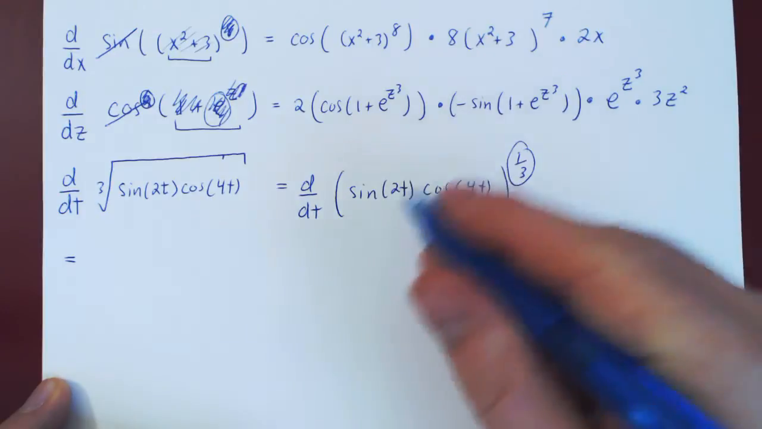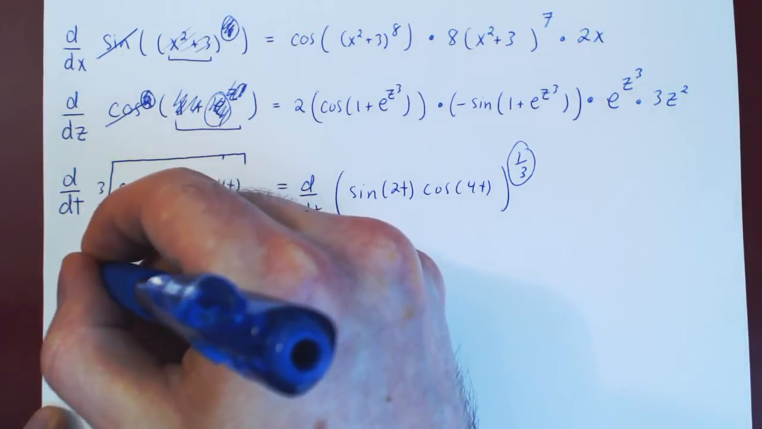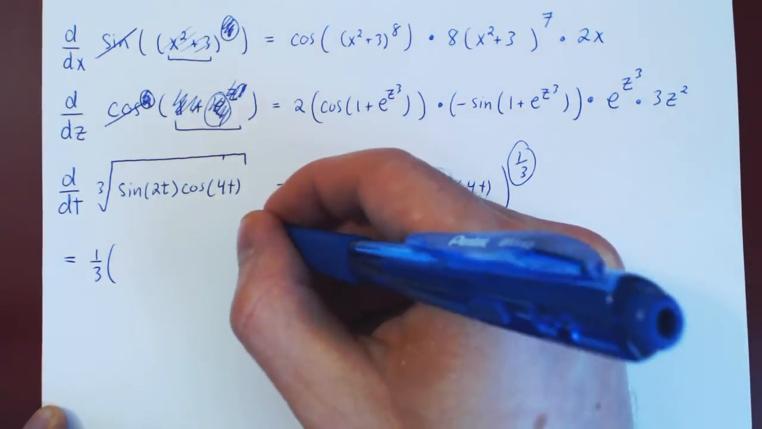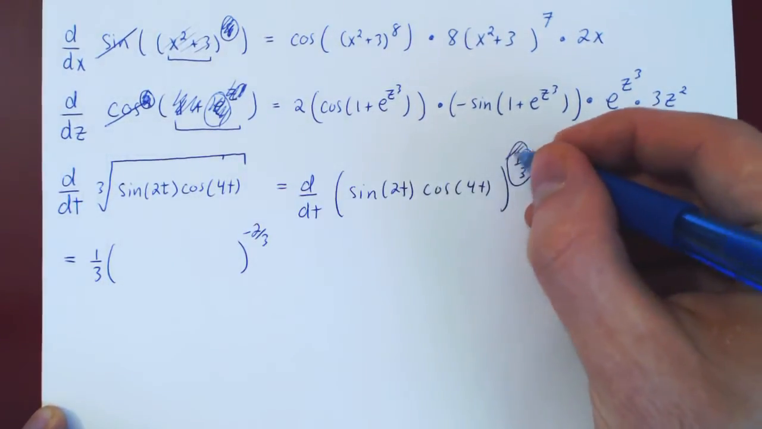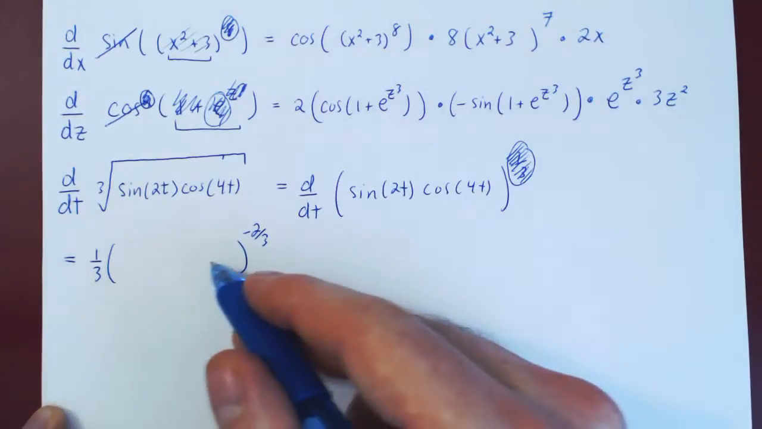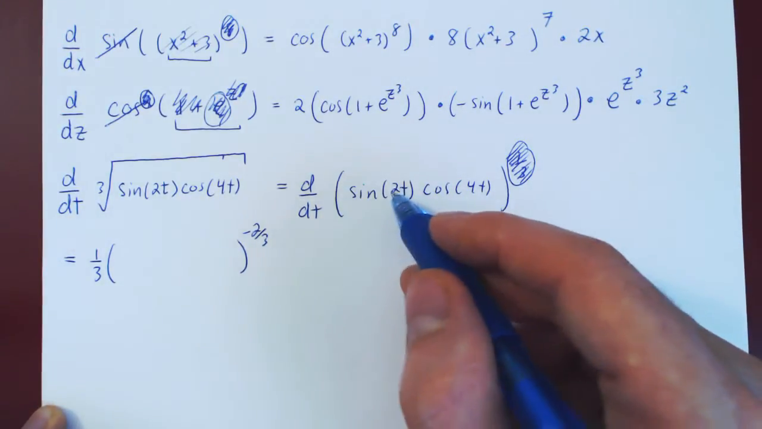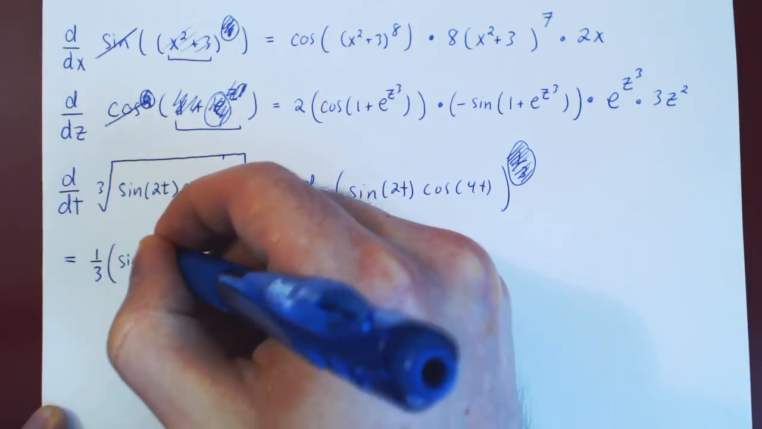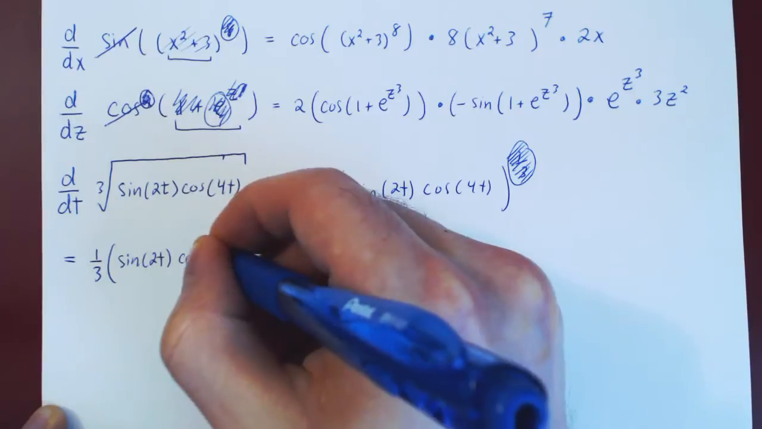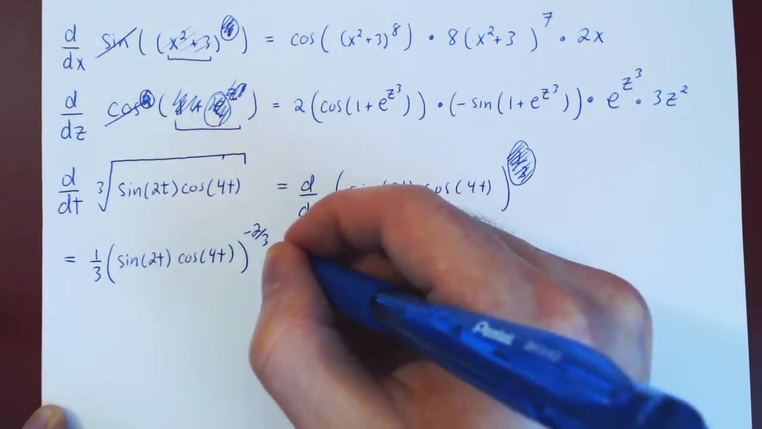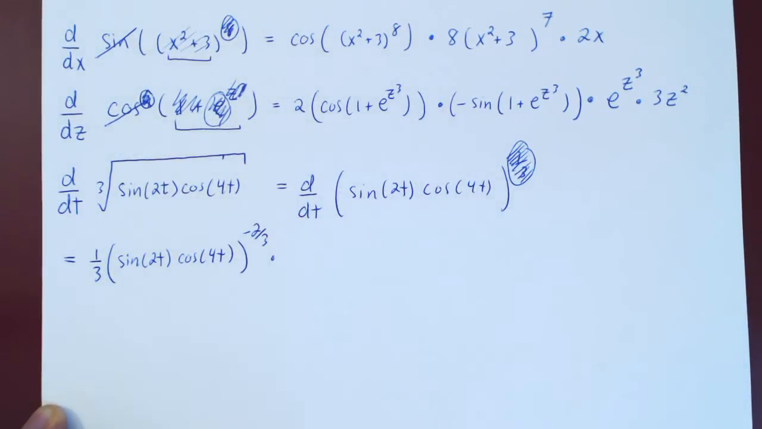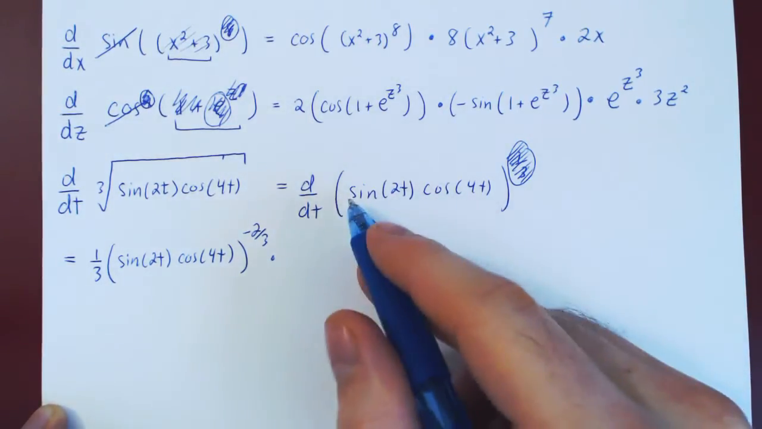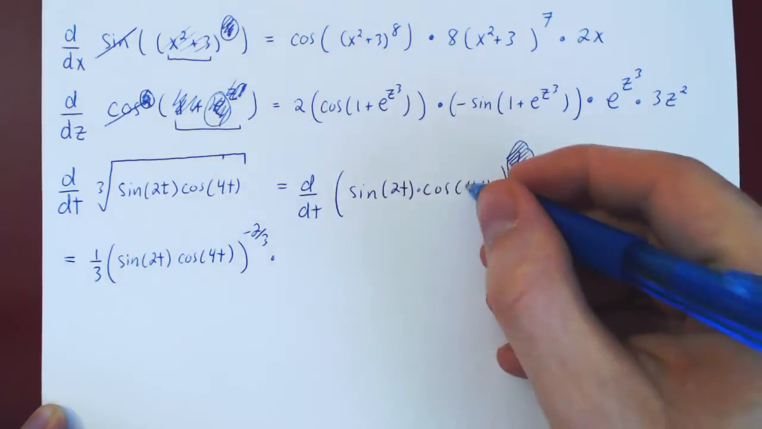So the power rule says we bring the exponent down, so we get 1/3, and we subtract 1 from the exponent. So 1/3 minus 1, negative 2/3. The derivative of the exponent, gone. What's the argument? Whatever's left over, sine of 2t cos of 4t. Times the derivative of what's left over. What's interesting here is we must use the product rule, as what's left over is sine of 2t times cos of 4t.